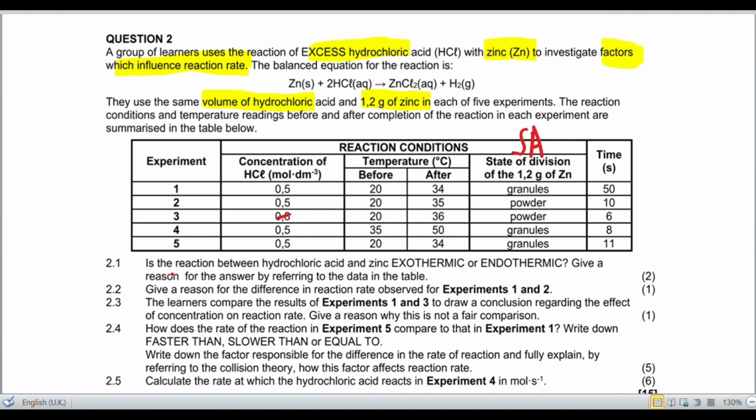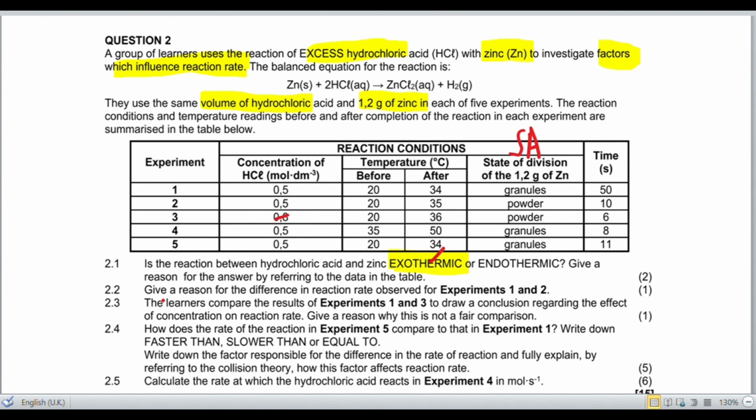Now let's go to the questions. Is the reaction between hydrochloric acid and zinc exothermic or endothermic? The answer is exothermic because the temperature increases during the reaction. The temperature increases, which means there is more energy released than absorbed. So the reaction is exothermic.